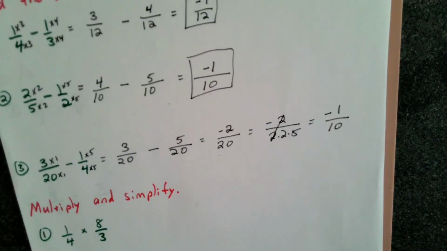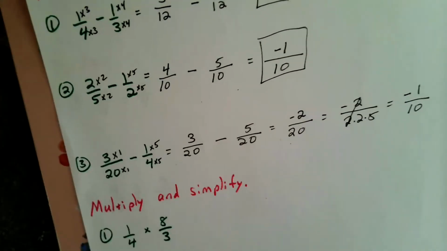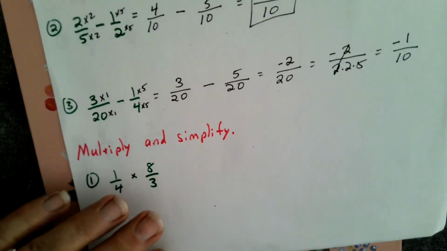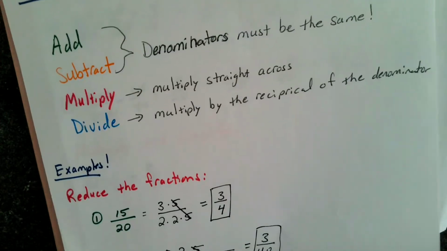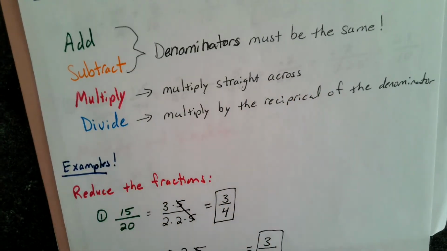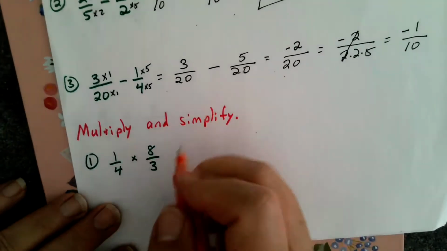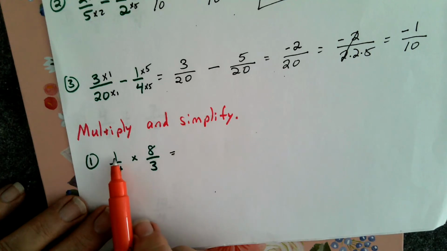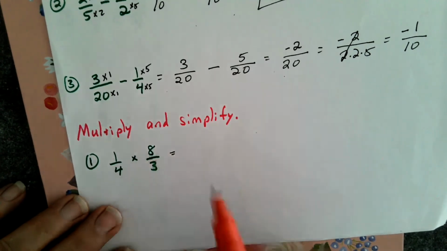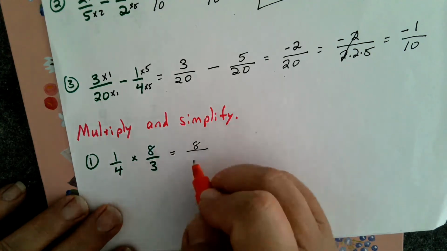Now we're going to move on to multiplication of fractions. And if you again remember from our notes, to multiply, we multiply straight across. In other words, numerator to numerator and denominator to denominator. So in multiplication, I'm going to multiply my numerators. So 1 times 8 is 8, and 4 times 3 is 12.